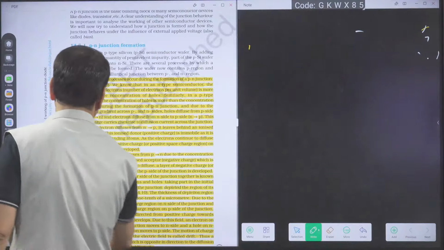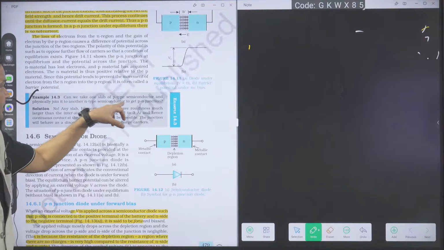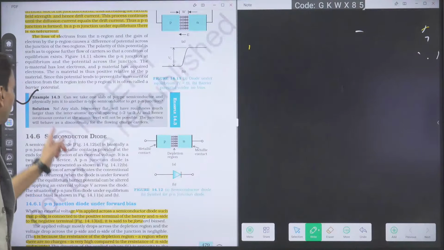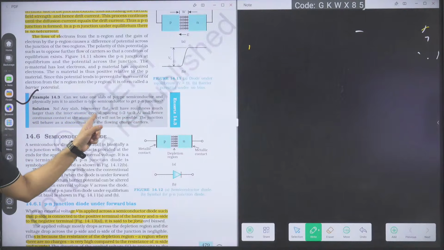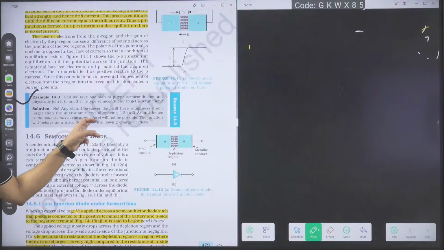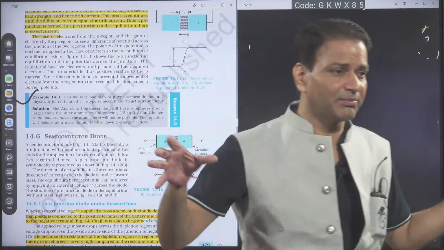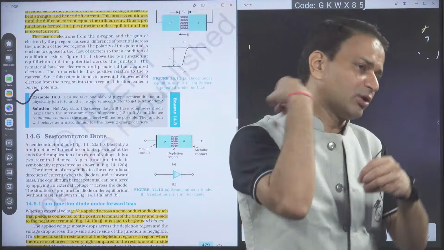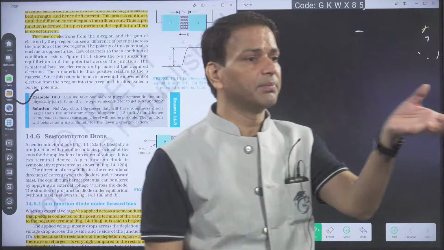This is also given as an NCERT question: can we take one slab of P-type semiconductor and physically join it to another N-type semiconductor to get a PN junction? No. Why? Any slab, however flat, will have a roughness much larger than the interatomic crystal spacing of 2 to 3 angstrom, and hence continuous contact at the atomic level will not be possible. That's why we do not make the PN junction by sticking P and N, whether you use adhesive or press them, they will not come into complete contact.